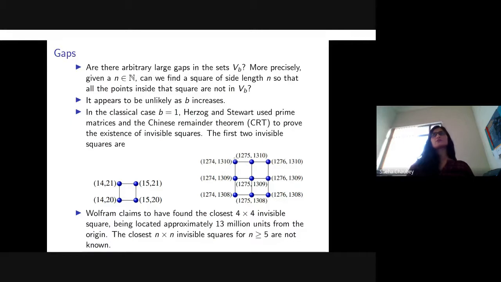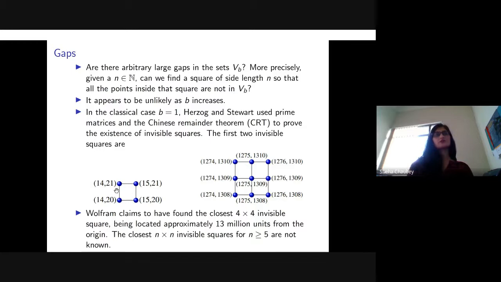Now, because the density approaches 1, it seems unlikely as b increases. So, let's do it case by case. What happens when b is equal to 1? In the classical case, b equals 1, which is the set of visible lattice points, Herzog and Stewart used a notion of prime matrices and the Chinese remainder theorem to prove the existence of invisible squares. The first invisible square, by first I mean the one which is closest to the origin, is what I have here.